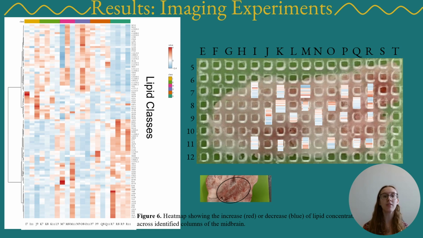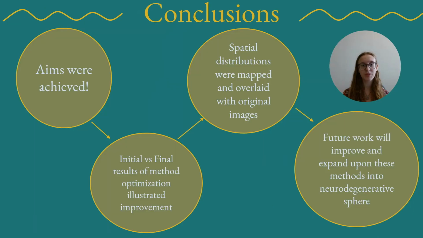We can see patterns of alike lipids being in similar concentrations as we move down the column regions of the tissue. These results provide an excellent baseline of the distributions of midbrain lipids, which can be further analyzed and applied in regard to neurodegenerative diseases. From these results, we were able to determine that our short-term aims were achieved.